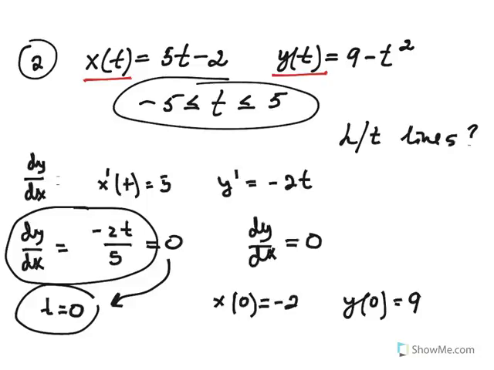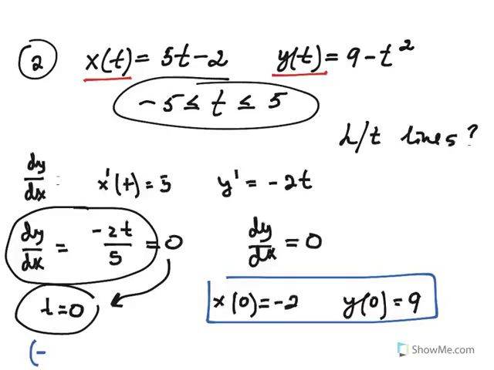So that means when the parameter t equals 0, the point we consider has coordinates negative 2, comma, 9. Now the equation of that horizontal tangent line will be, since it's horizontal, y equals, and what's the y value at this point? 9. And that's it. And that's your answer.